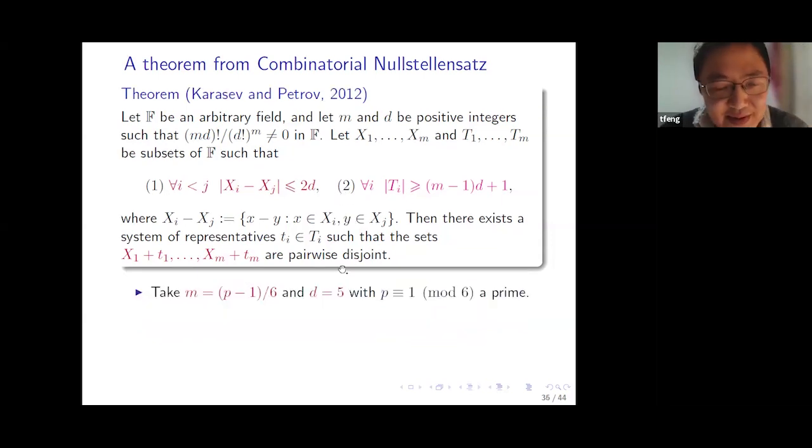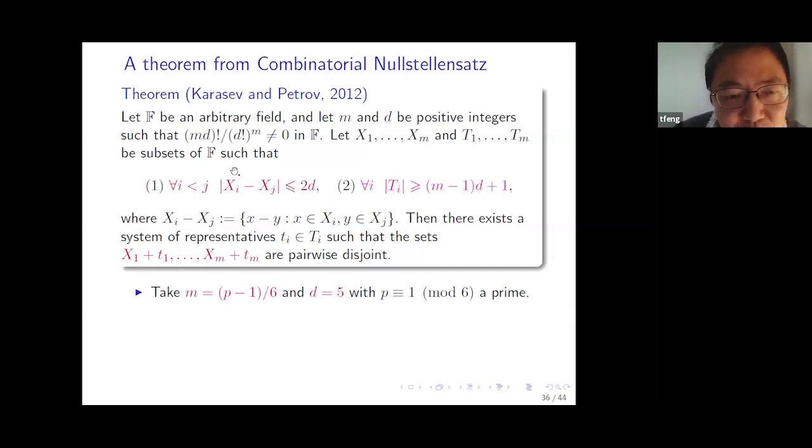Still consider our problem. The total number of non-zero elements is p minus 1. We only consider the base block size 3, so each base block can contribute 6 elements. So the number of base blocks is p minus 1 over 6. So we can take X1, X2, ..., Xm to be our base blocks.